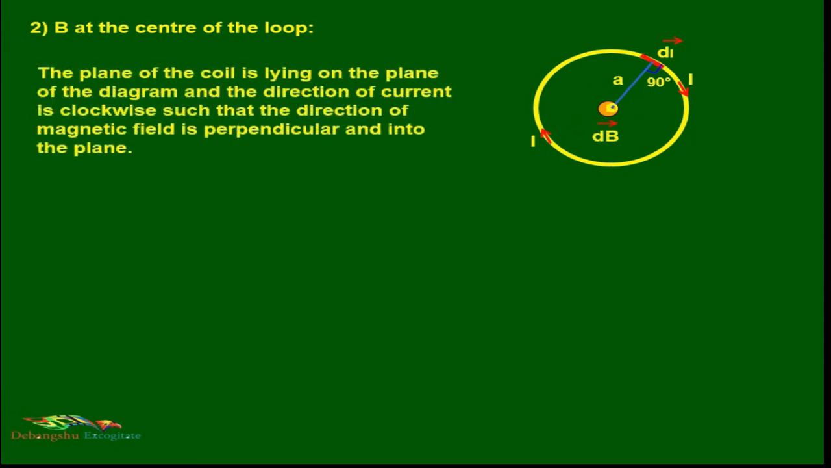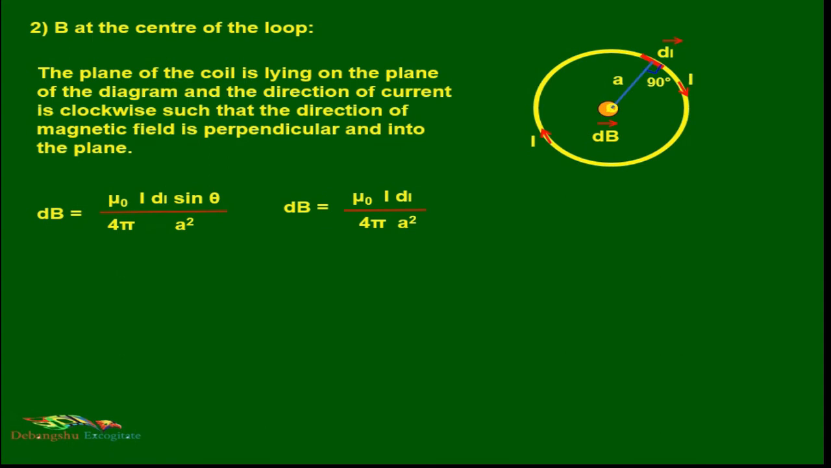Okay. At the center of the loop, the magnetic field is going inward, which you can find by pointing the thumb. The plane of the coil is lying in the plane of the diagram, and the direction of current is clockwise, such that the direction of magnetic field is perpendicular into the plane.